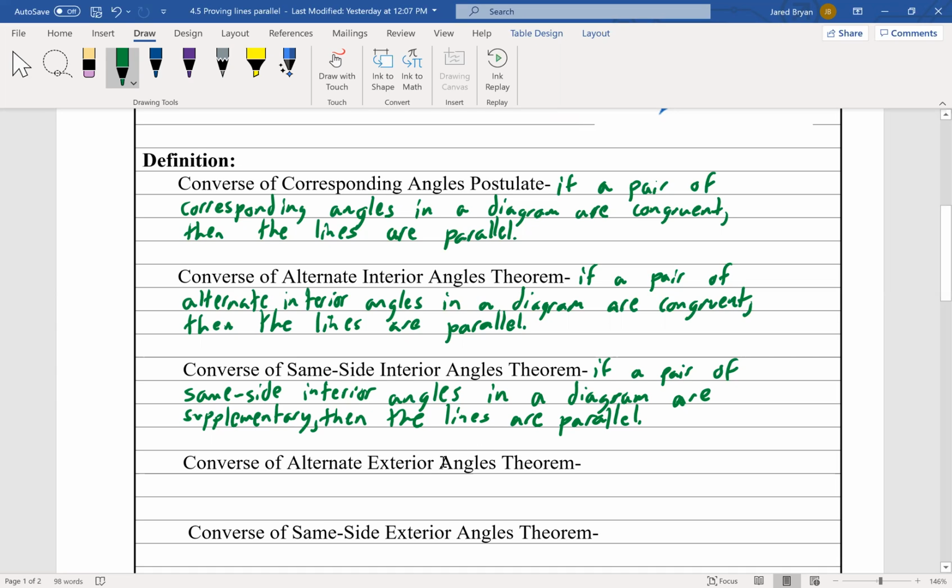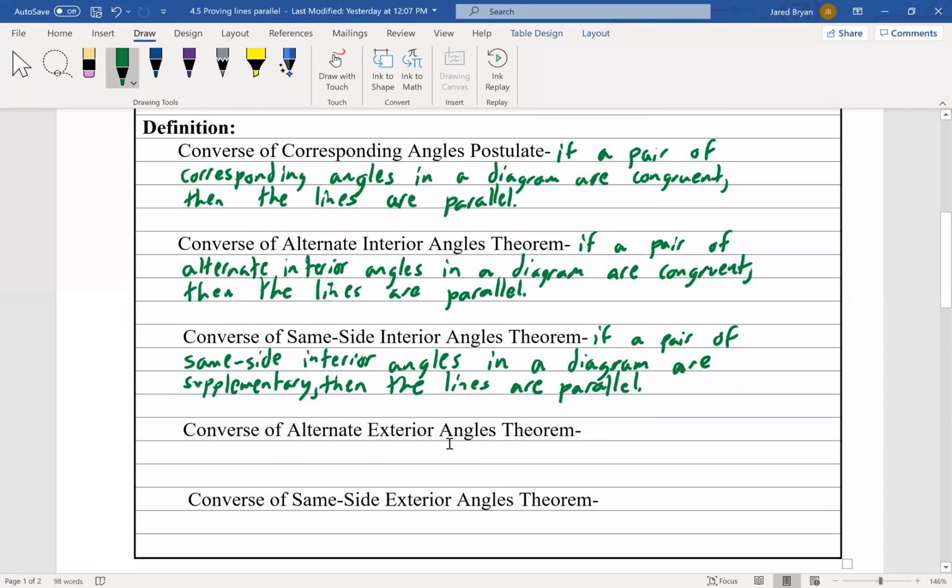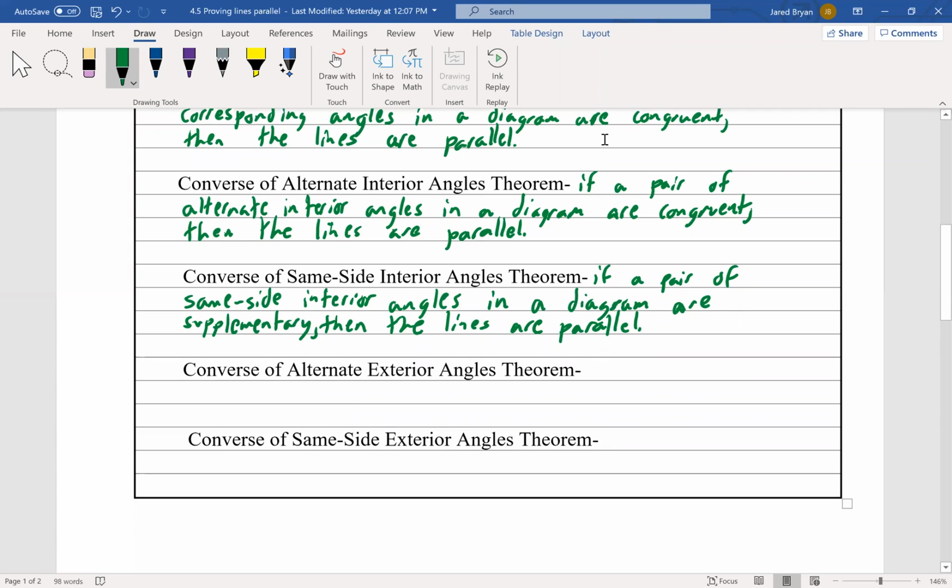The converse of alternate exterior angles theorem, it's the exact same thing as the interior angles theorem. The only difference is you swap in the word exterior. So what I'm going to say here is similar to what we'd call, and I'll abbreviate this here, CO, converse of alternate interior angles theorem.